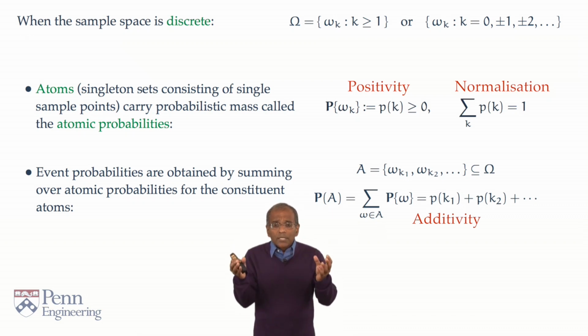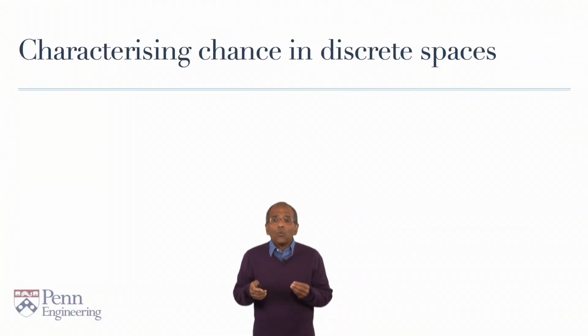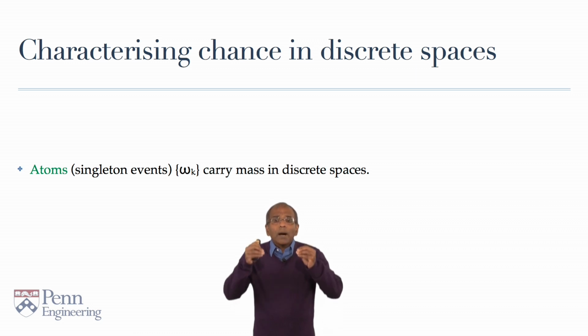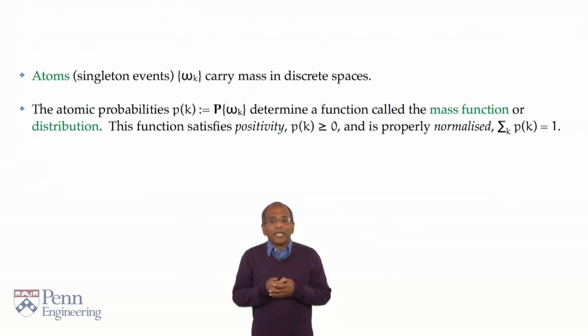Let us now summarize what this means for our purposes. So, to characterize chance in a discrete setting, we begin first by identifying atoms, singleton events in the space. And our fundamental realization is that in discrete spaces, atoms are the carriers of mass. Notice we are very freely borrowing from the language of physics. Now, how do we go about allocating mass?